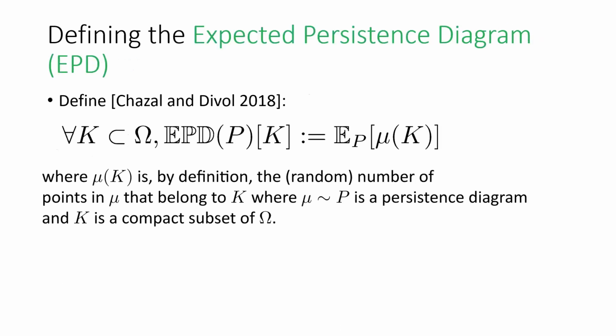Define the expected persistence diagram, or EPD, of a distribution P of persistence diagrams on a convex subset K of Omega as the expected number of points in a persistence diagram mu that belong to K, where mu follows distribution P.